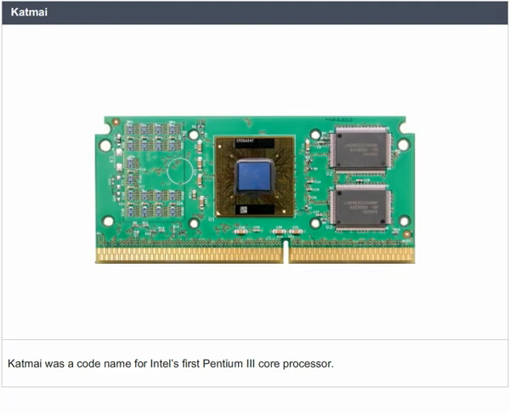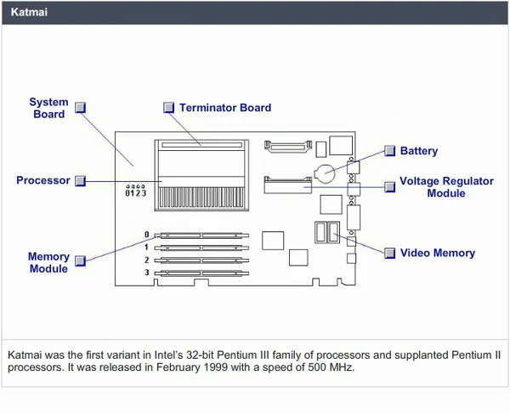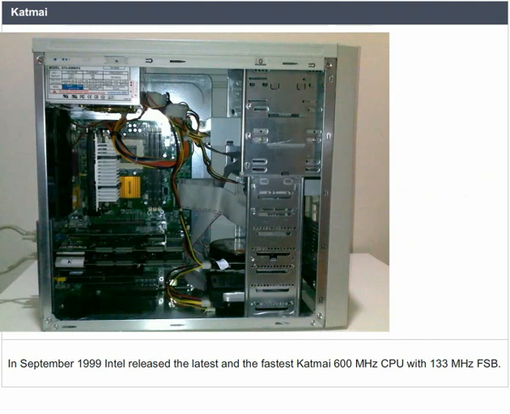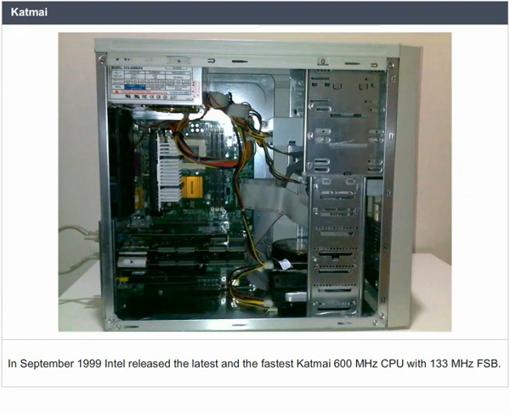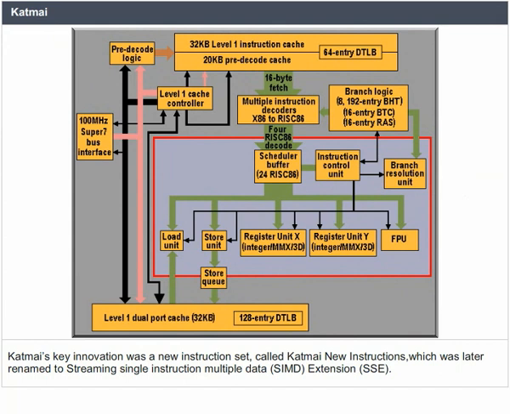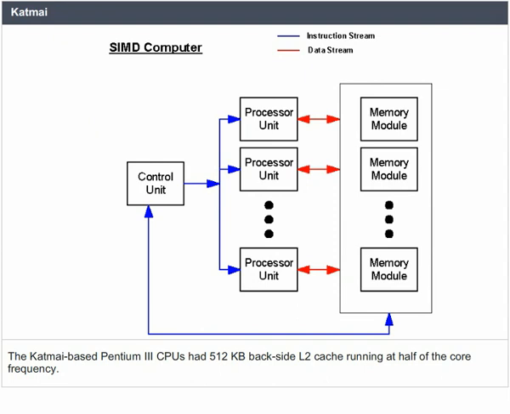Katmai. Katmai was a code name for Intel's first Pentium 3 core processor. Katmai was the first variant in Intel's 32-bit Pentium 3 family of processors and supplanted Pentium 2 processors. It was released in February 1999 with a speed of 500 MHz. In September 1999, Intel released the latest and fastest Katmai 600 MHz CPU with 133 MHz FSB. Katmai's key innovation was a new instruction set called Katmai New Instructions, which was later renamed to Streaming SIMD Extension, SSE, where SIMD stands for Single Instruction Multiple Data. The Katmai-based Pentium 3 CPUs had 512 KB backside L2 cache running at half of the core frequency.